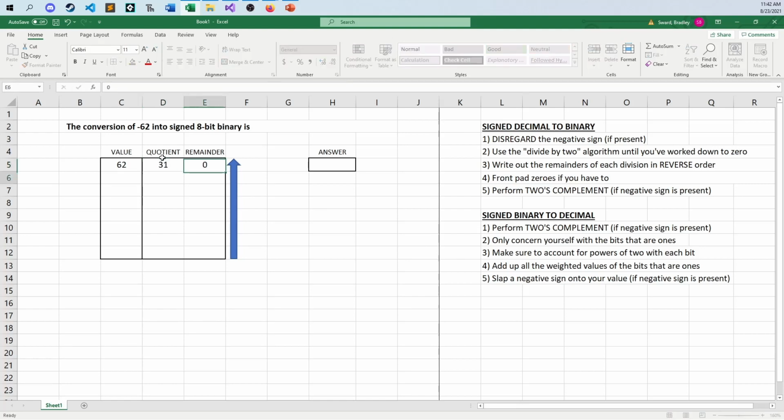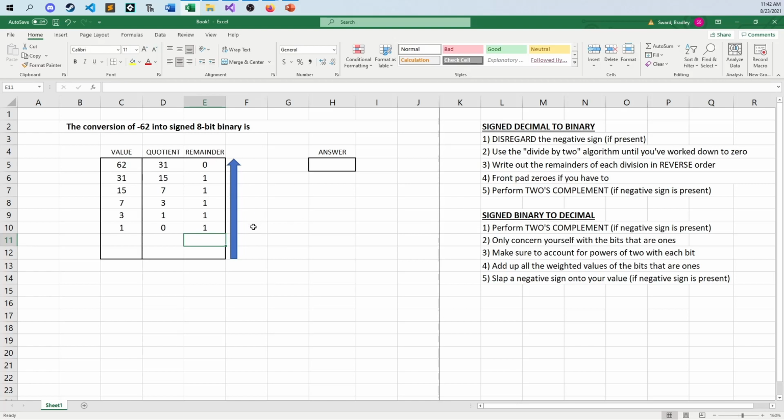62 is 31 remainder 0. 31 is 15 remainder 1. 15 is 7 remainder 1. 7 is 3 remainder 1. 3 is 1 remainder 1. And 1 is 0 remainder 1. Oh my goodness, there's a lot there. And so there is our answer for step 2.